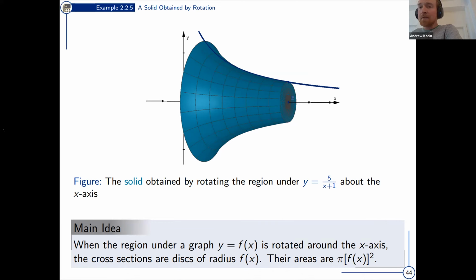The main takeaway from the last problem that we worked, relating it to cross sections for those of you that saw volume by rotation in a previous calc course, is that if we take the area under the graph of a function and rotate about the x-axis, the cross sections will be disks or circles of a given radius. That radius will just be the height of the function, so f of x, and the areas of each cross section will then be pi times f of x quantity squared. Then we can integrate that function, pi times f of x squared, over the desired range of x values and get our volume.